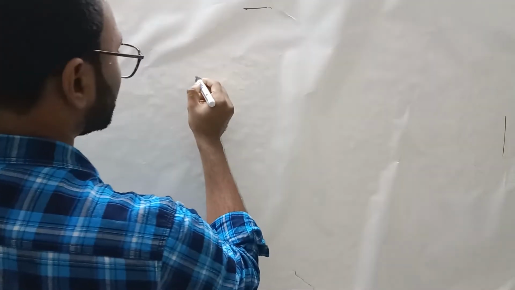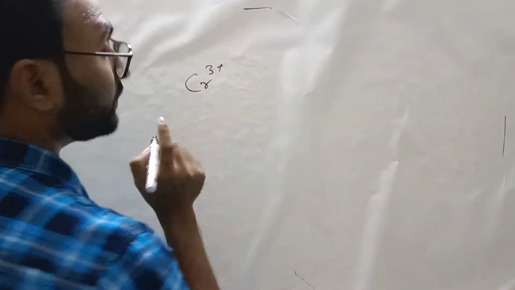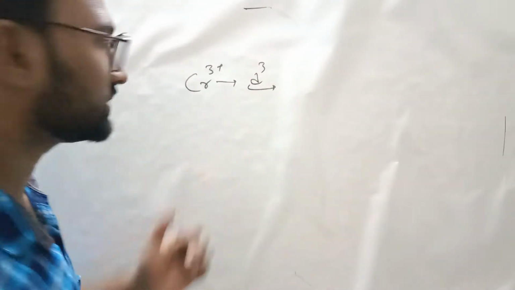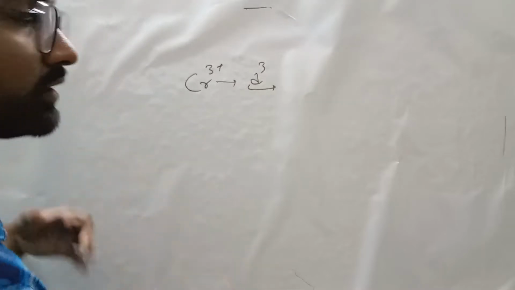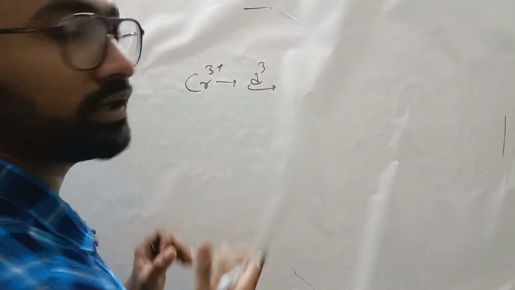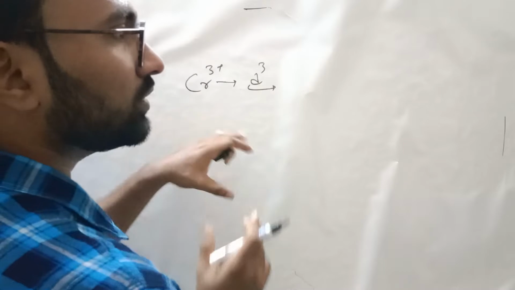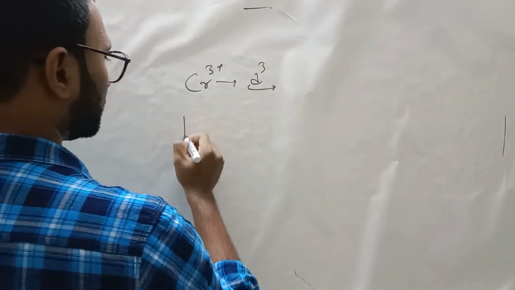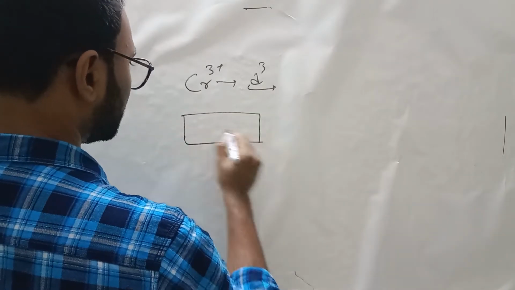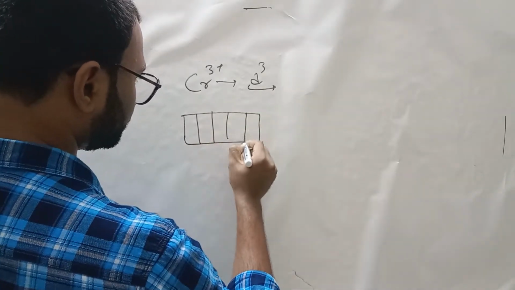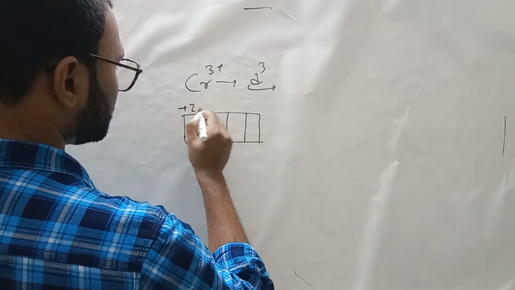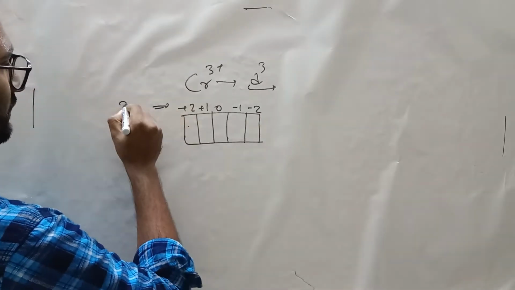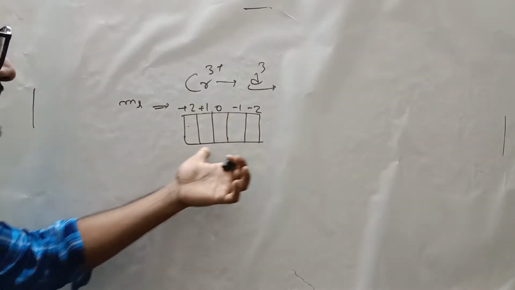In this question they are asking about chromium 3. Chromium 3 complex, so basically we know this is a d3 complex. If you want to find out the term symbol of the free ion, the configuration is like that. So this is +2, +1, 0, -1, -2. These are the ml values of a d orbital.